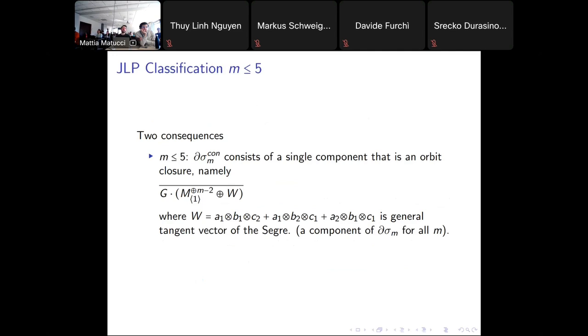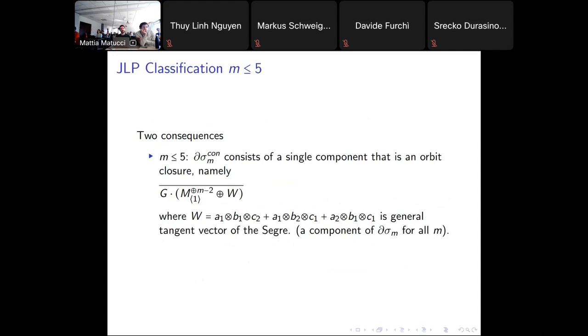But I am confused. Before you said there was 36, and now you... No, there were 36 things on the boundary up to isomorphism. But every single one of them lies inside this orbit closure. All are in the closure of this. Yes. So the boundary is an orbit closure.